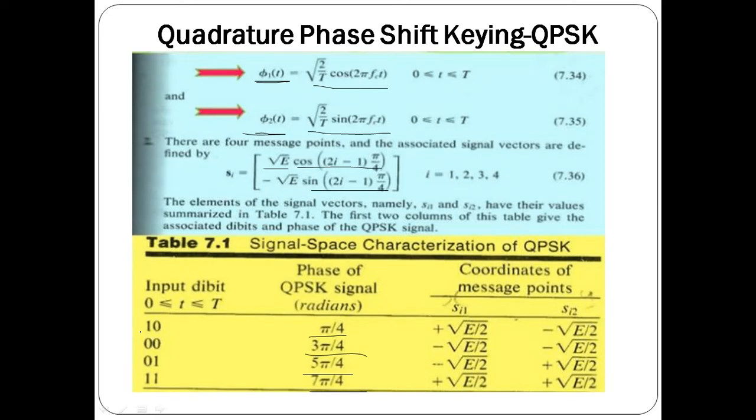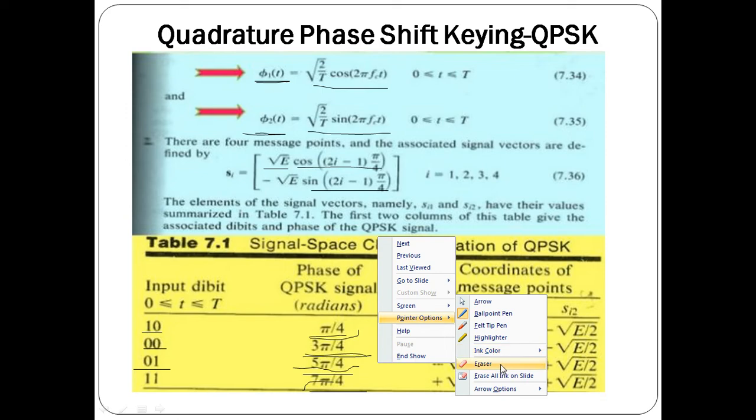0 0 0 1 1 0 1 1. So what is the phase shift? First one I am taking 1 0 with 5 pi by 4 phase shift. The second combination is 0 0 with 3 pi by 4 phase shift. Third combination is 0 1 with 5 pi by 4. The last one is represented as 7 pi by 4.